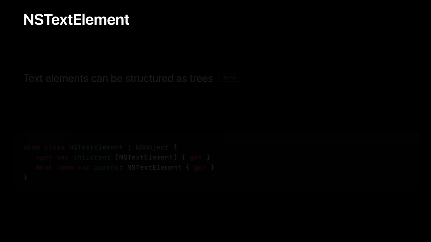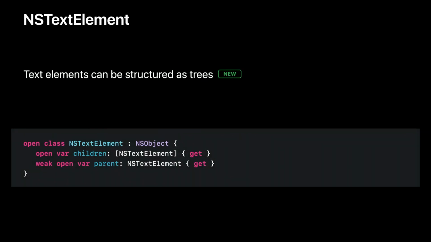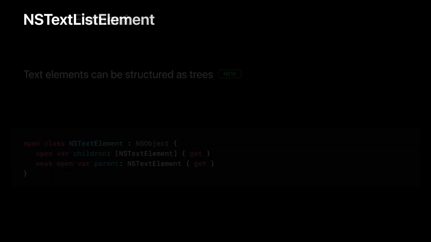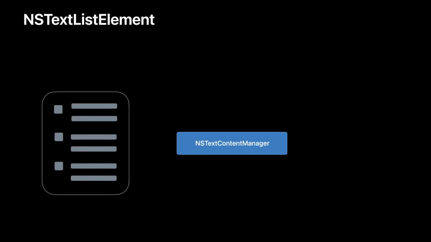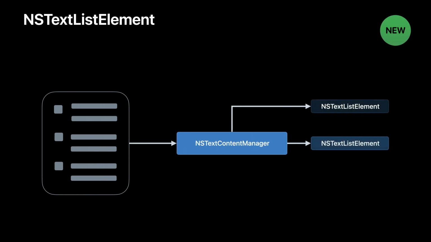While NSTextList itself isn't new, there are a few new TextKit 2 additions. Since lists can have nested items, it's natural to represent them as a tree structure. In TextKit 2, we've enhanced NSTextElement to support structuring them as trees, with properties for accessing child and parent elements. And we've added a new element subclass called NSTextListElement. When the content manager comes across a NSTextList in the text content, it will generate NSTextListElements to represent the items in the list.